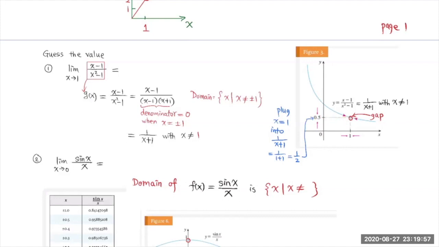Okay, so what will be this limit as x approaching 1 from both sides? This function is getting closer and closer to 0.5. So this limit over here is equal to 0.5, or you can write down 1/2.